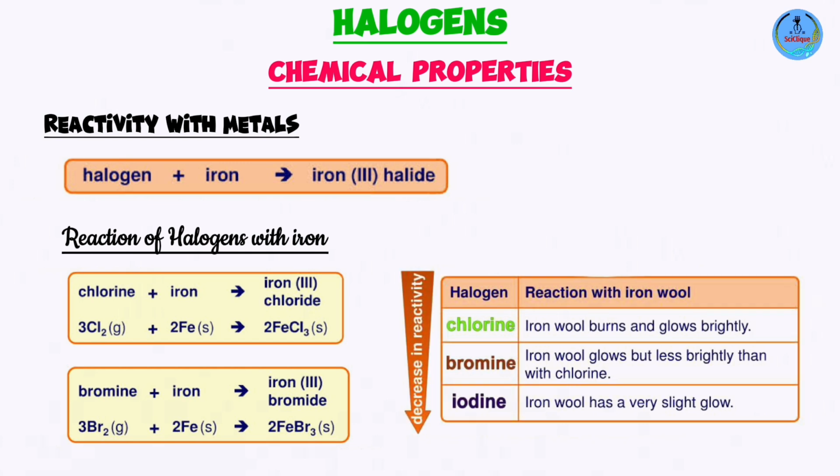Now I would like to say this. Halogens, including chlorine, are highly poisonous. So the experiments should be carried out in a fume chamber or in an area that is well ventilated to prevent poisoning, of course. Iron also reacts with bromine to form iron 3 bromide, and it reacts with iodine to form iron 2 iodide.